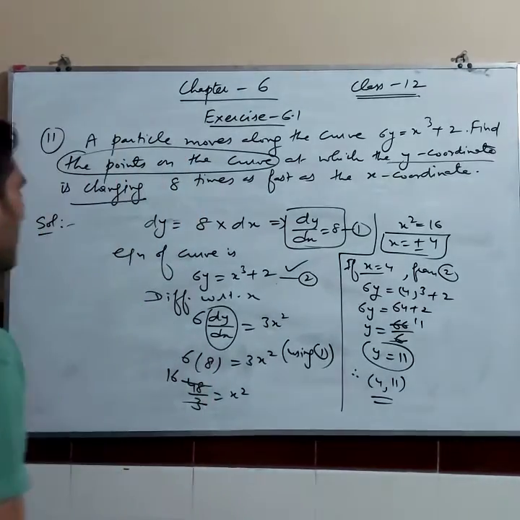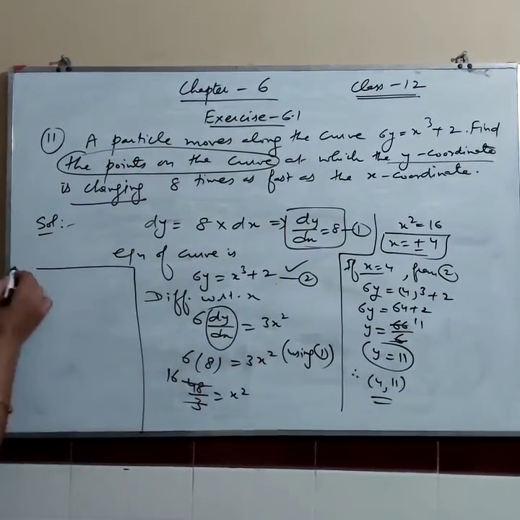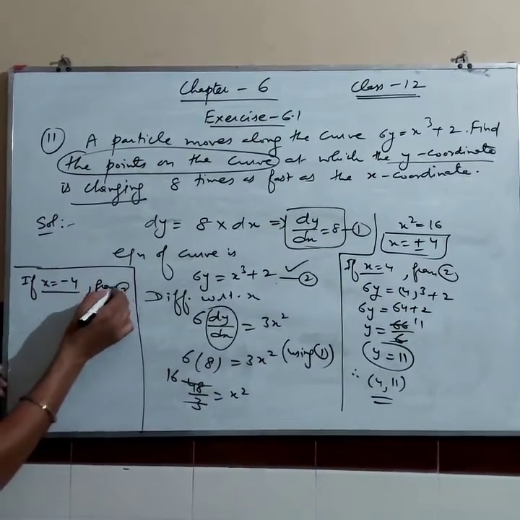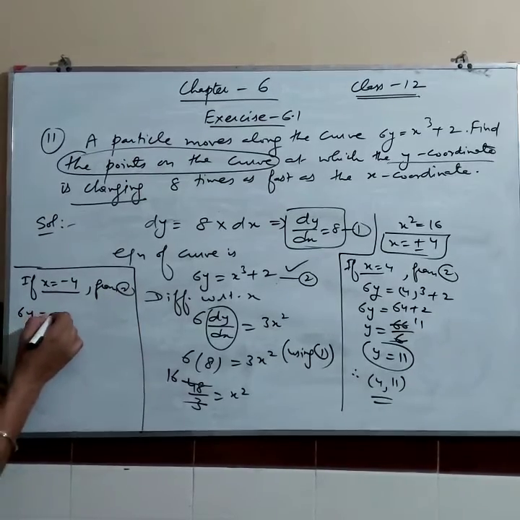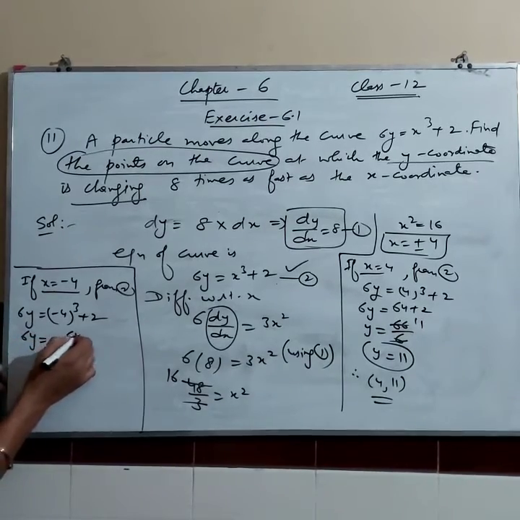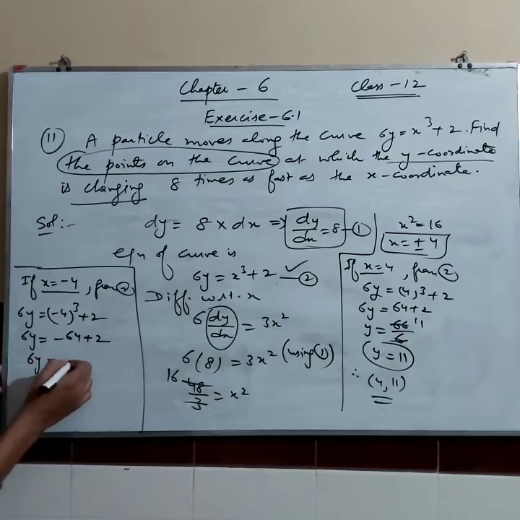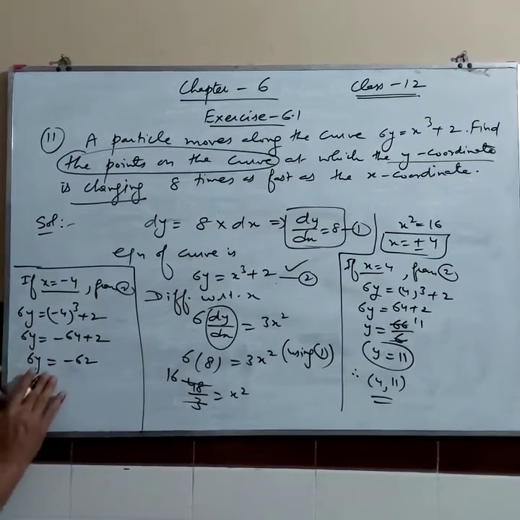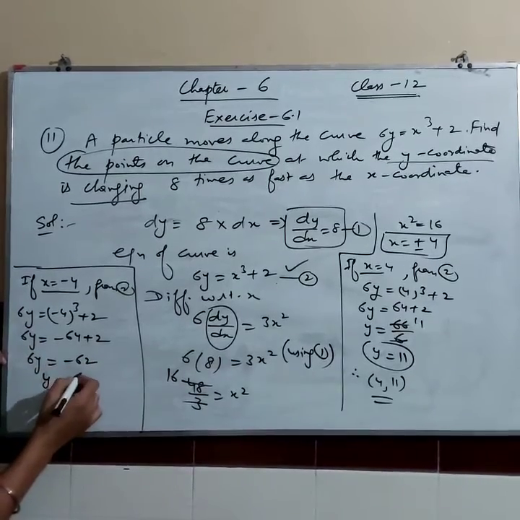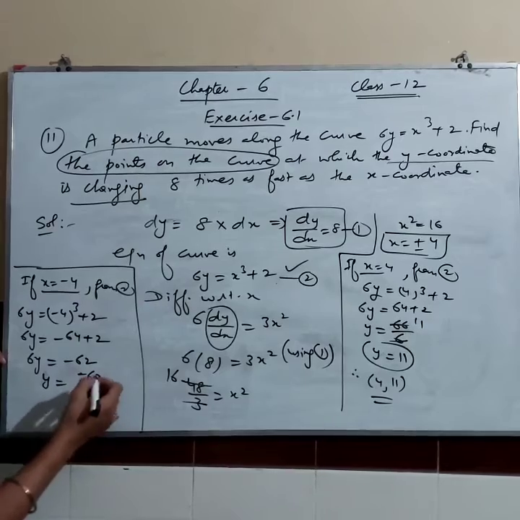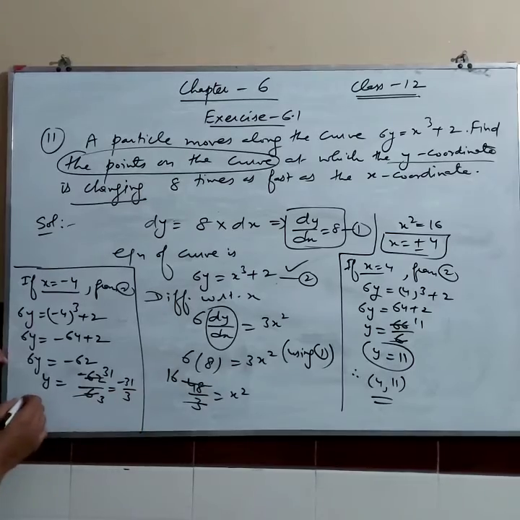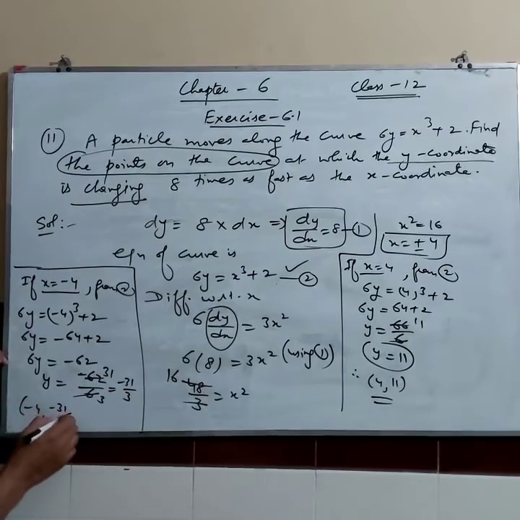One point is here. Secondly, the last calculation: if x is equal to minus 4, then from equation 2, 6y equal to minus 4 cube plus 2, or 6y equal to minus 64 plus 2, 6y equal to minus 62, or y equal to minus 62 over 6, or by cancellation, 31 over 3. So it is minus 31 over 3. The second point is minus 4, minus 31 over 3.